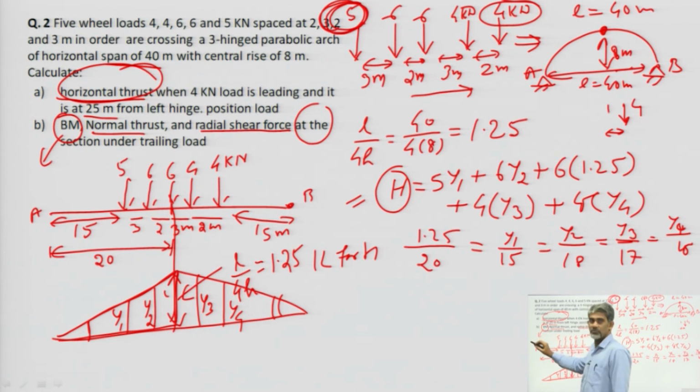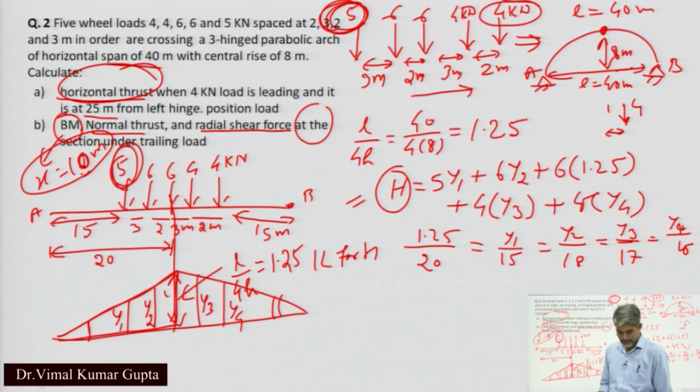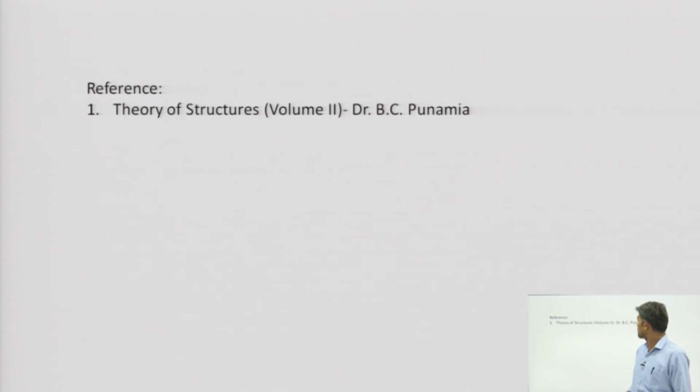Choose any section, say x is equal to 10 meter from the left hand side, then calculate the value of all these three: bending moment, normal thrust and radial shear, when this one load is at x is equal to 10. So, you can calculate it. Okay. So, do it by yourself, refer to the reference, and thank you.